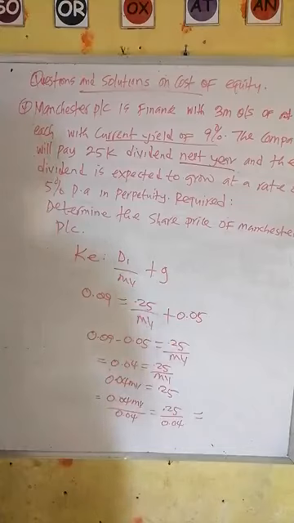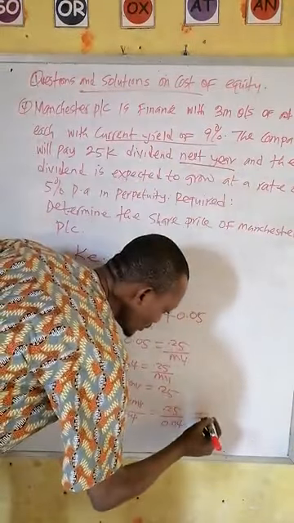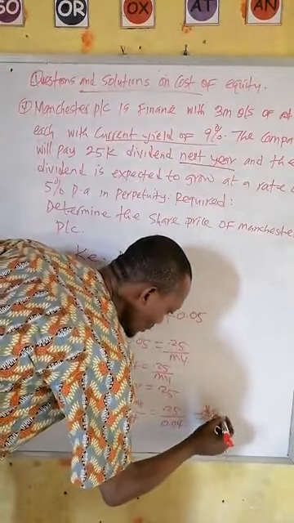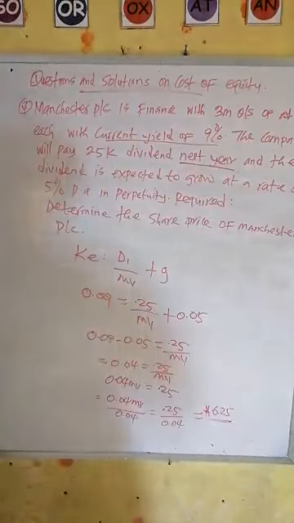0.25 divided by 0.04. What do we have in naira value? That is it. We have 6.25. That gives us 6 naira 0.25. That's what we have there.